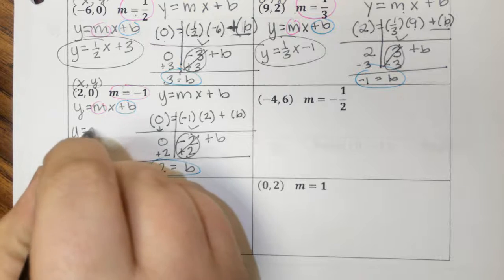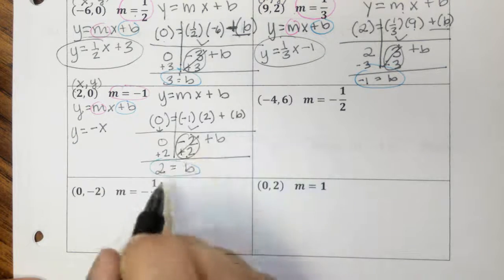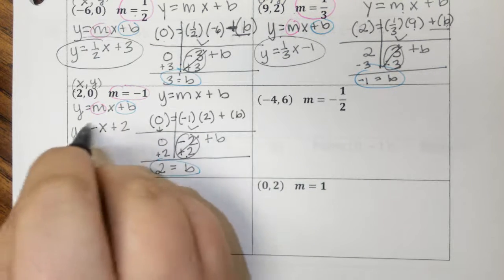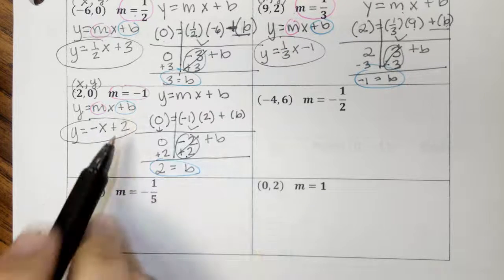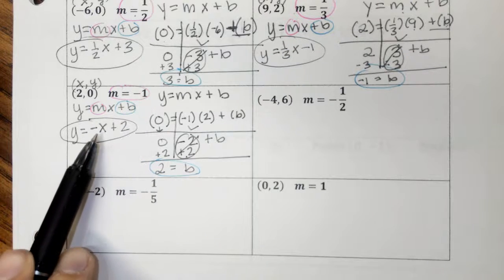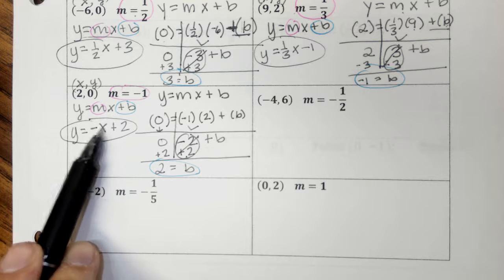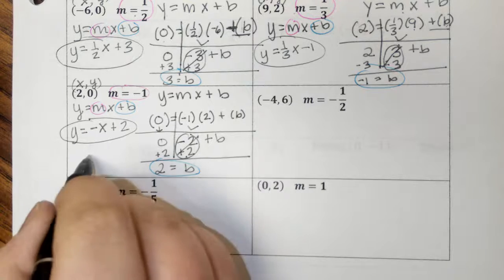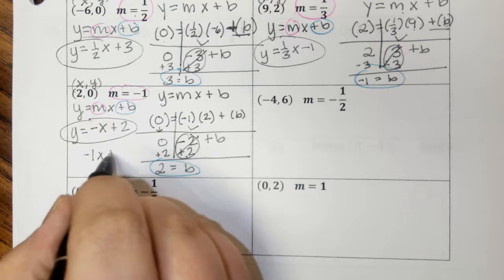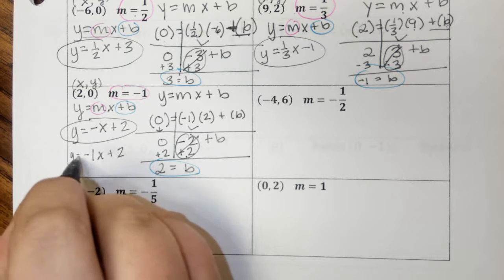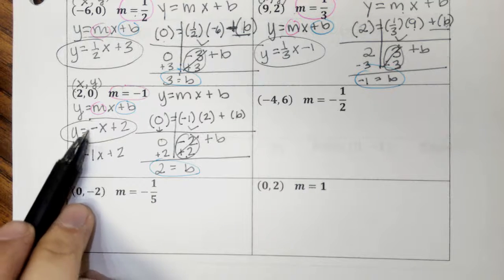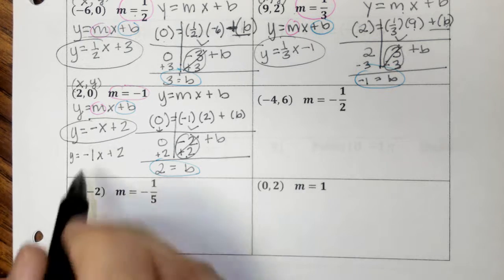Y equals -x plus 2. I didn't write the 1 because there's an invisible 1 between the negative sign and the x. It's not wrong to say -1x plus 2, but it's more efficient to write -x because then you're writing less things.